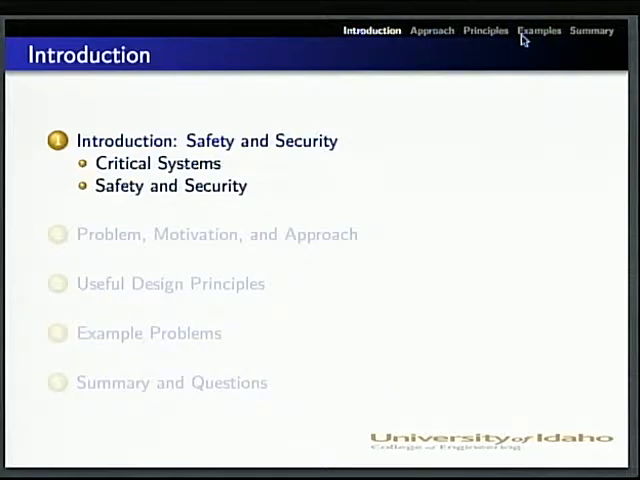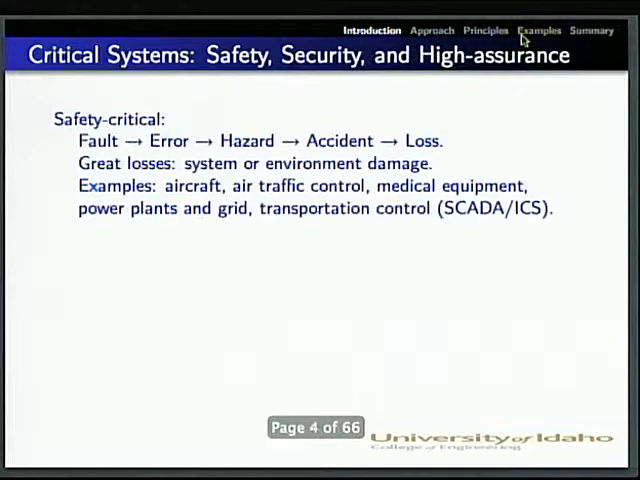Within the introduction, I want to introduce first what critical systems are, and then what the relationship between safety and security is, and definitions of safety and security. So first we have what is defined as a safety critical system.